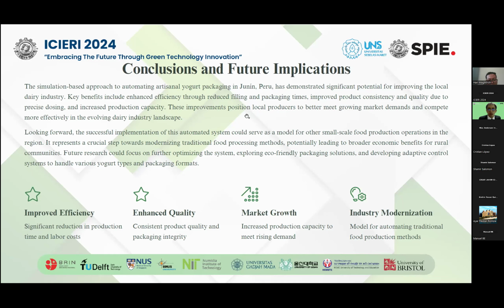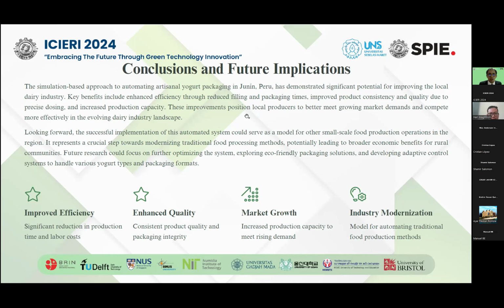Looking ahead, this automated system could inspire similar advancements in other small-scale food production operations in the region. It represents a crucial step toward modernizing traditional food processing, potentially benefiting rural communities economically.